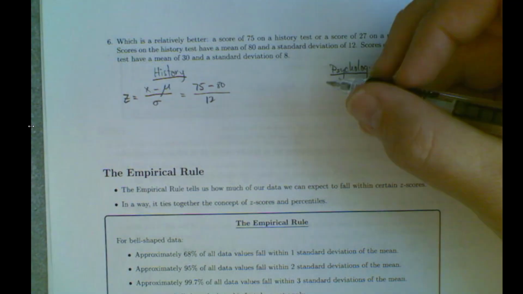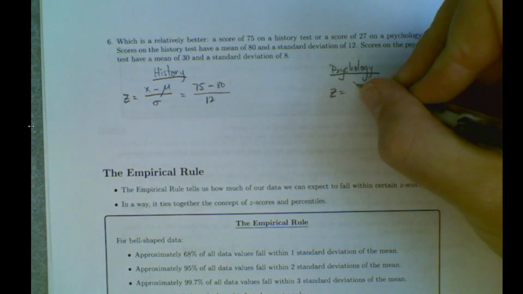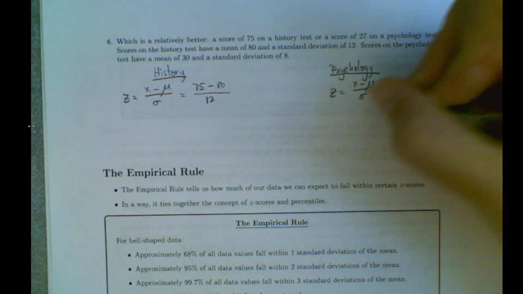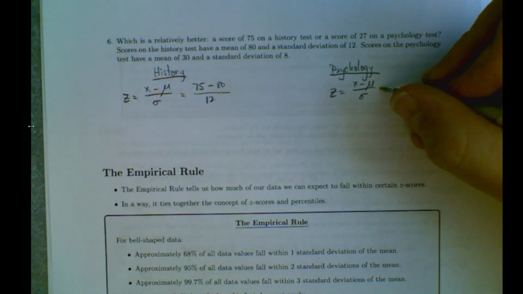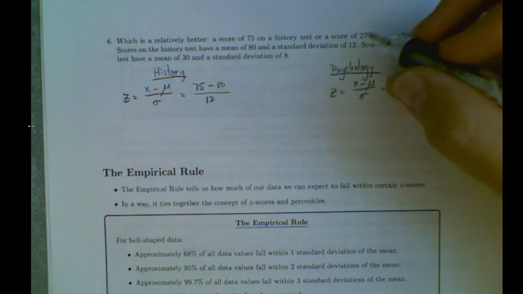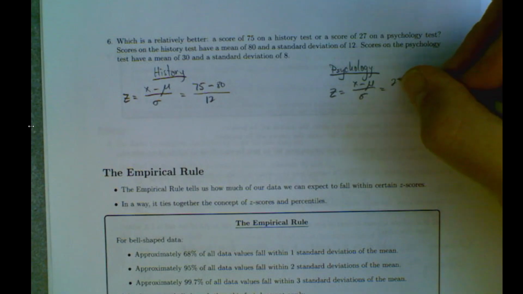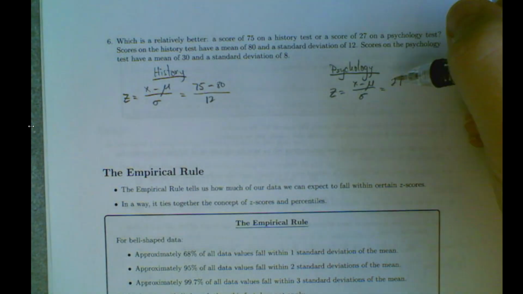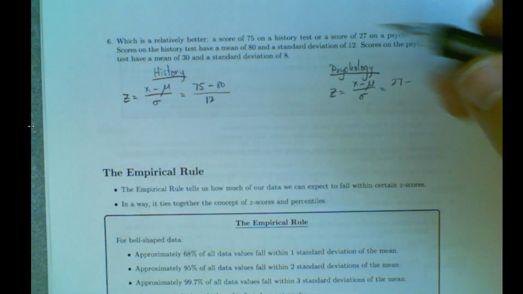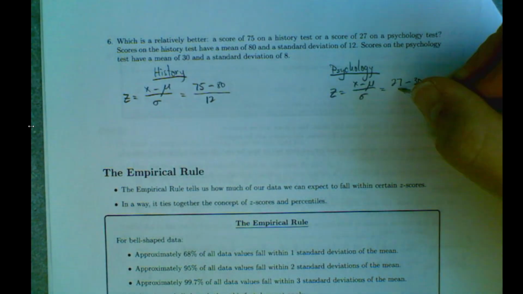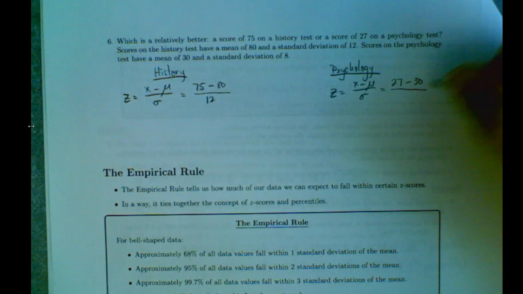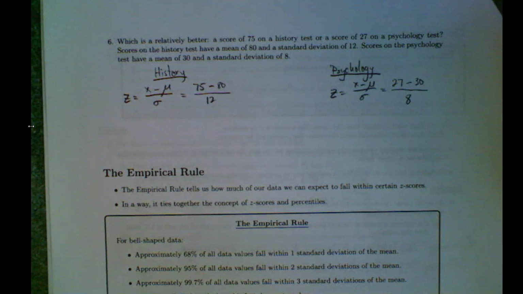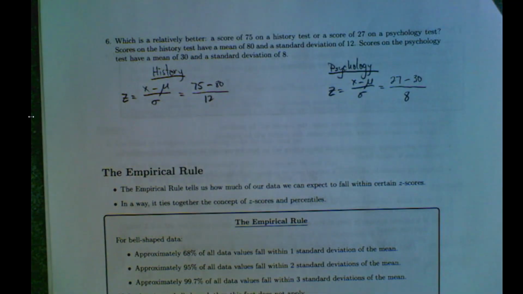For the psychology test, let's do the same. Our z-score is X minus mu over sigma, right? Observation minus mean divided by standard deviation. For the psychology test, the score was a 27, which seems a lot lower than 75 until you realize that the psychology test average was only 30, right? So it has a lower average to begin with. And then we're going to divide by the standard deviation of 8. Okay, so let's go punch this into our Desmos calculator.